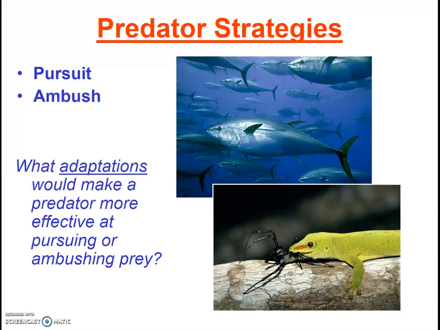What predator adaptations did you come up with? You should have several ideas. List them. Look at the photos. What makes the tuna such a great predator? What makes the gecko such a great predator?